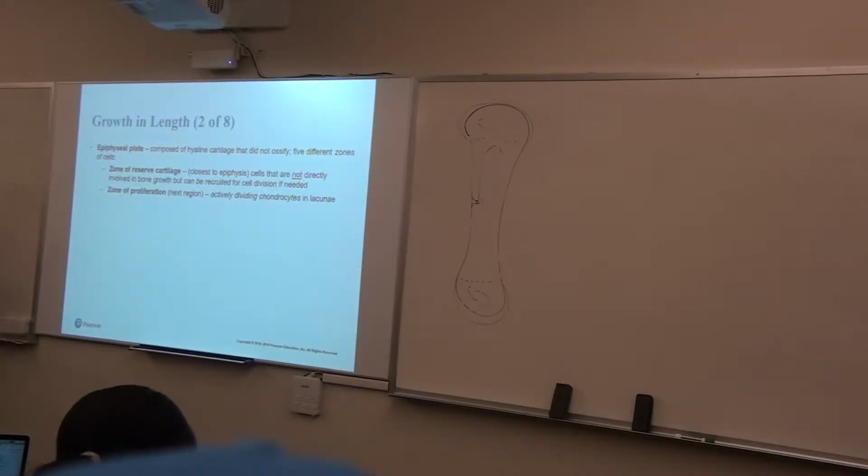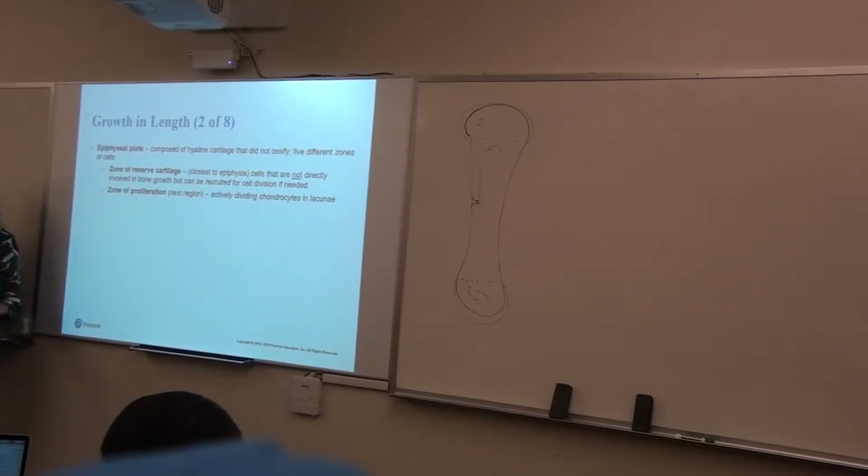They're there set off to the side, living in the cartilage itself. They can be called up to be turned into bone cells if they need to be, but more than likely they're just going to sit there.